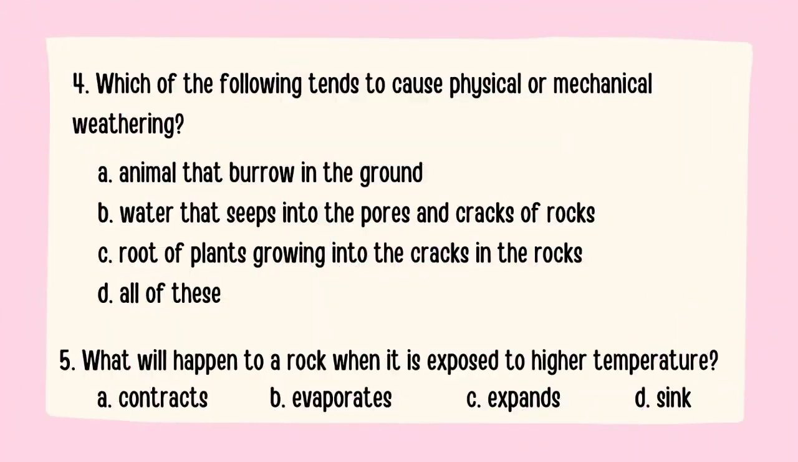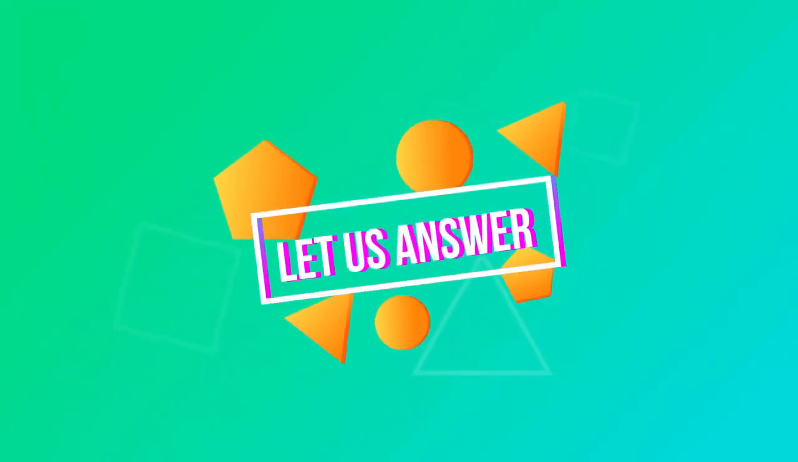Number 4. Which of the following tends to cause physical or mechanical weathering? A. Animal that burrow in the ground. B. Water that seeps into the pores and cracks of rocks. C. Root of plants growing into the cracks of the rock. And D. All of this. And number 5. What will happen to a rock when it is exposed to higher temperature? A. Contracts. B. Evaporates. C. Expands. D. Sink.